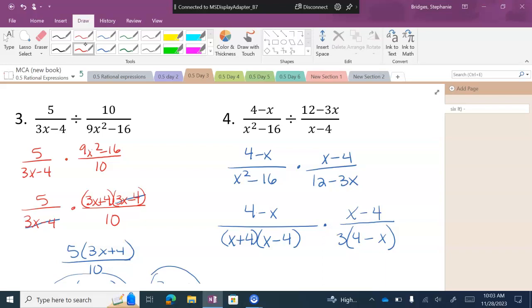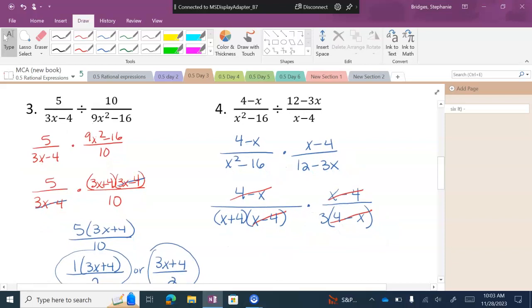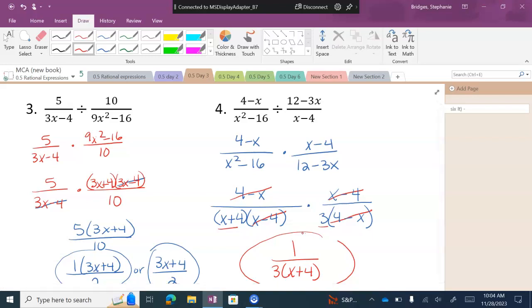Again, we can only cancel what's exactly the same. What's the first binomial that I see is exactly the same? 4 minus x, okay. And x minus 4. Anything else? No? All right, so if my numerators in both fractions have completely disappeared, what do I have to put up there? What's still up there? A 1. And then in the denominator, I have my x plus 4, and I have my 3 left over. So I'm just going to put it as 3 times x plus 4. Everybody kind of okay with that?